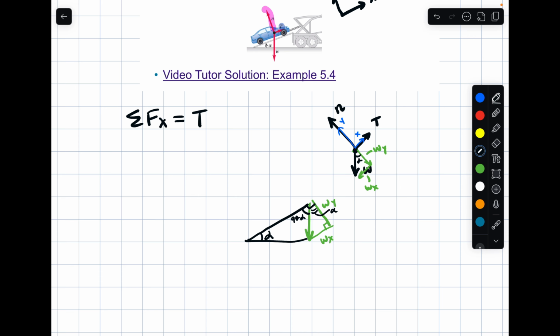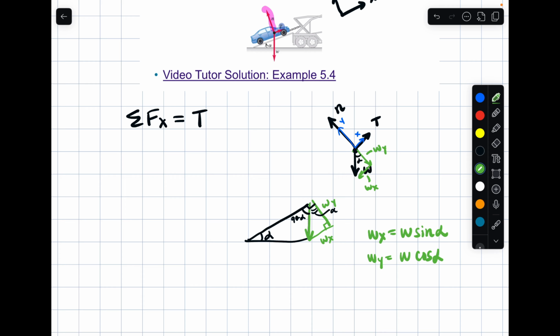So to compose our components of the weight vector, we now have alpha defined. So the x component is going to equal the magnitude times sine alpha. And then the y component is going to be magnitude cosine alpha. So you can see that the x and the y's are switched. And that's because alpha is being defined with respect to the y-axis and not the x-axis.